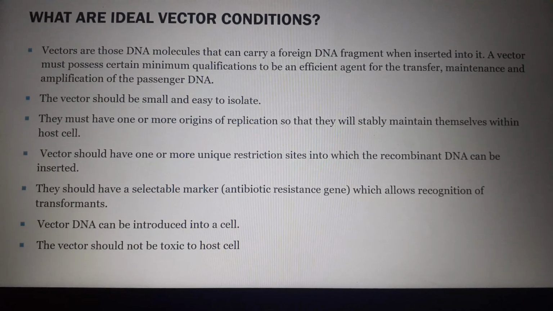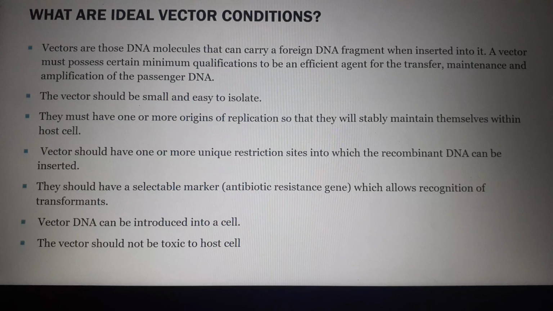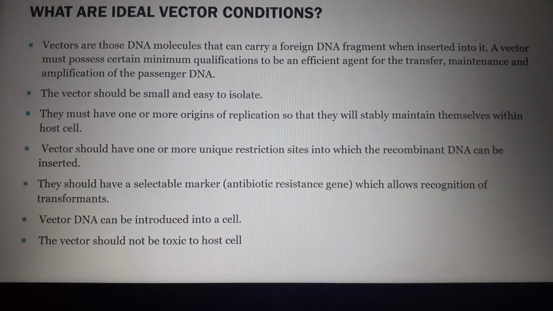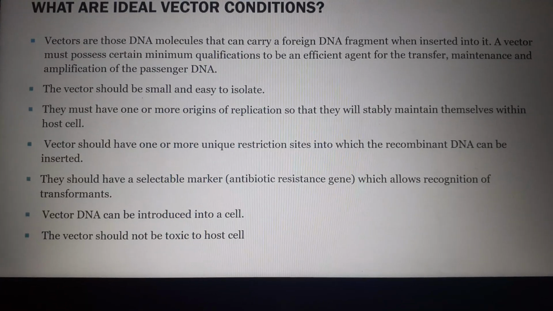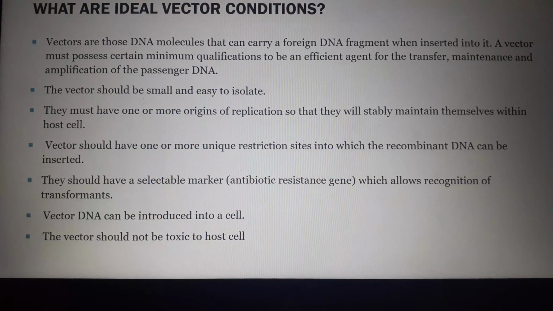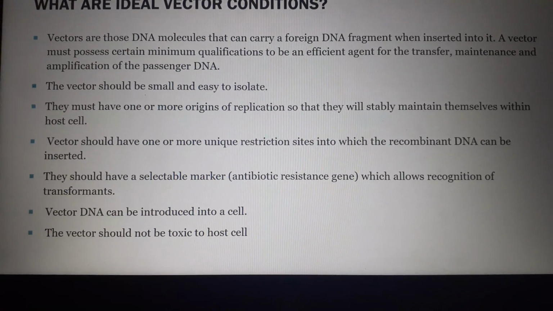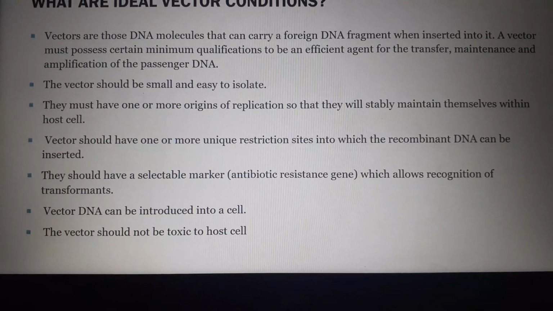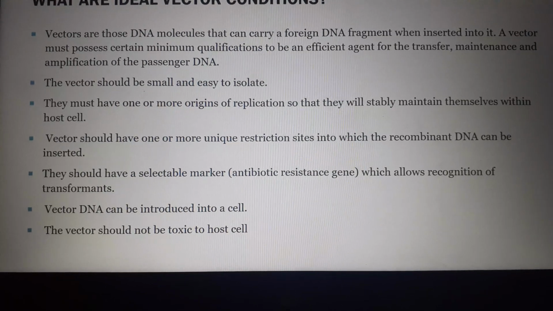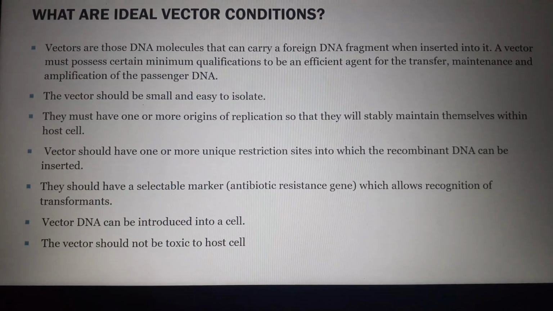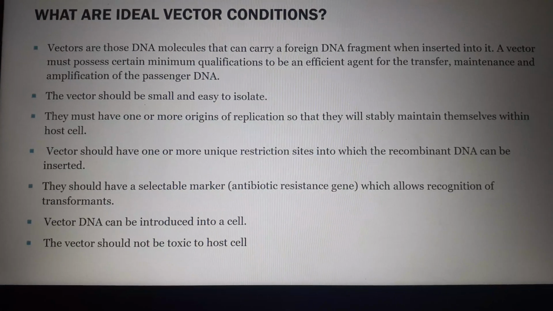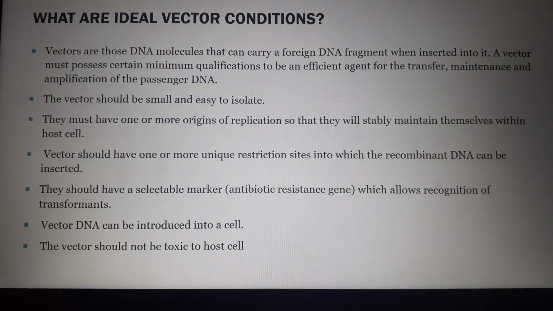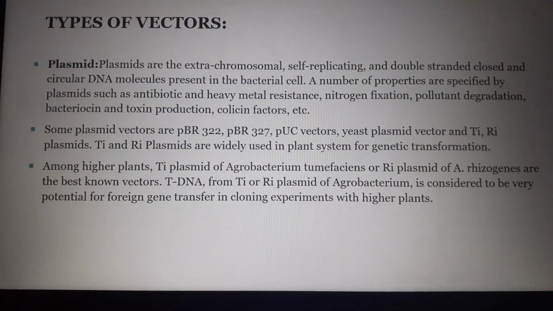And the vector should have one or more unique restriction sites into which the recombinant DNA can be inserted, and it should have a selectable marker, for instance ampicillin antibiotic resistance, so we can know the DNA is passed on to the selected vector, which allows the recognition of transformants. So that's how we know. And vector DNA can be introduced into the cell, and the vector should not be toxic to the host cell. And next, what are the types of vectors?